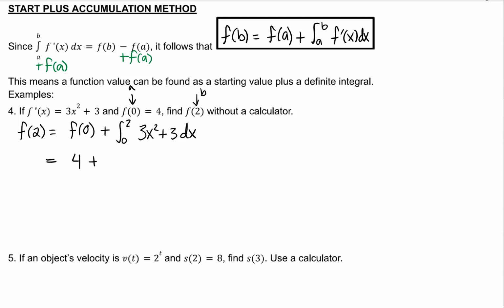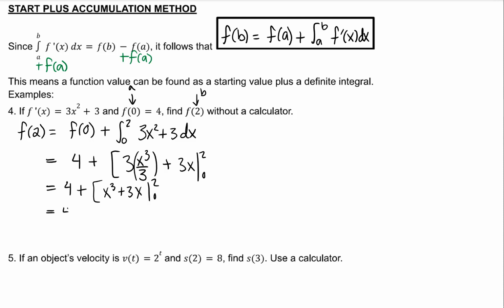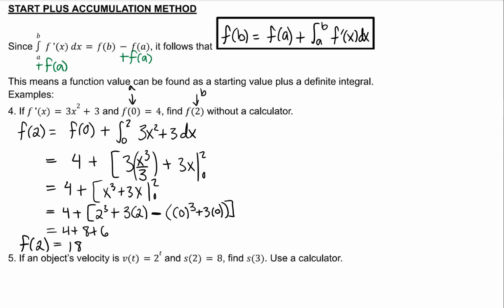And then I'll integrate x to the 3 over 3 plus 3x from 0 to 2. Simplify. Evaluate the definite integral. Be sure to show that subtraction. F of 2 is 18.